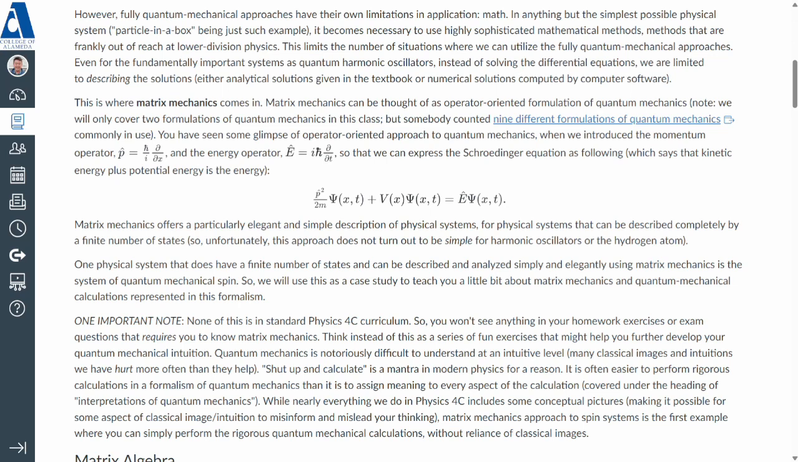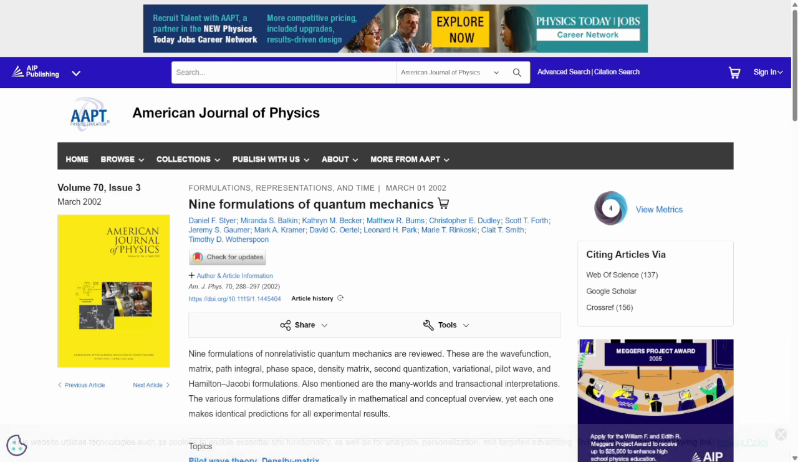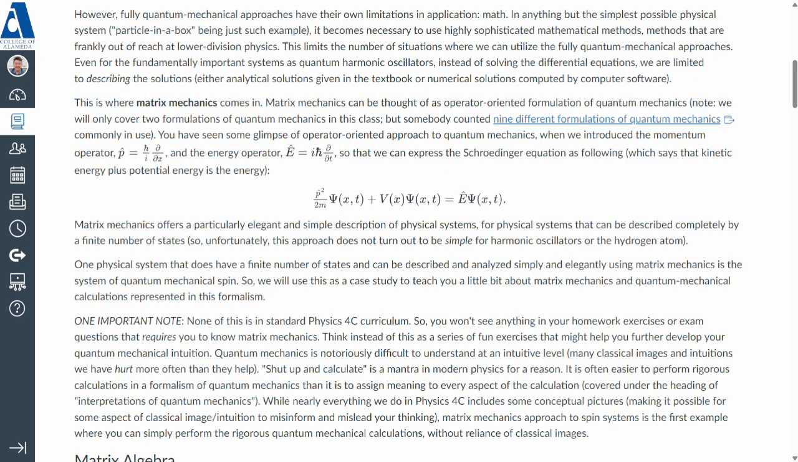of quantum mechanics. And for those interested, this is the link to the article that counts 9 different formulations of quantum mechanics. It's published in American Journal of Physics, Volume 70, Issue 3, in the March 2002 issue. "9 formulations of quantum mechanics." The first author is Daniel F. Styer. Back to our reading.